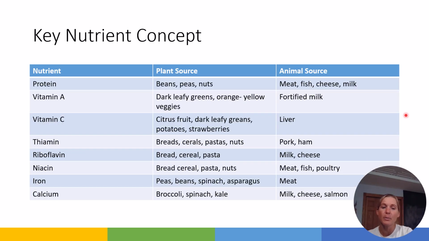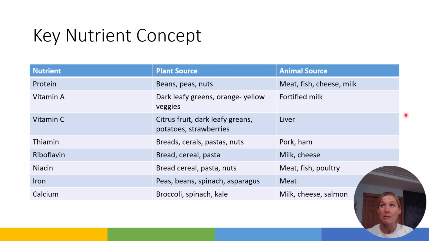Okay, so here are some examples of items that include these key nutrients. Protein: I already gave the example of beans, but peas and nuts also fit into that category from a plant perspective. Animal sources include meat, fish, cheese, and milk. For vitamin A, dark leafy greens. Throughout this course, we'll see dark leafy greens coming up as a great option for a lot of different nutrients. So when in doubt, always choose dark leafy greens, right? Spinach, kale, and broccoli are great options in terms of really nutrient dense items.